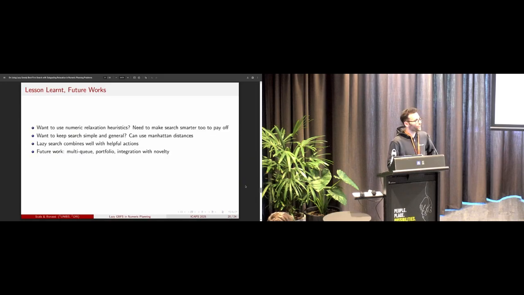Okay, so what we learned from this study is that if we want to use a relaxation-based heuristic, we need to make the search smarter for them to pay off. And essentially, we also observed that lazy search works very well with helpful actions and up to jumping actions. As future work, we want to explore other search configurations such as multi-queue, portfolio, and also integration with novelty heuristics.